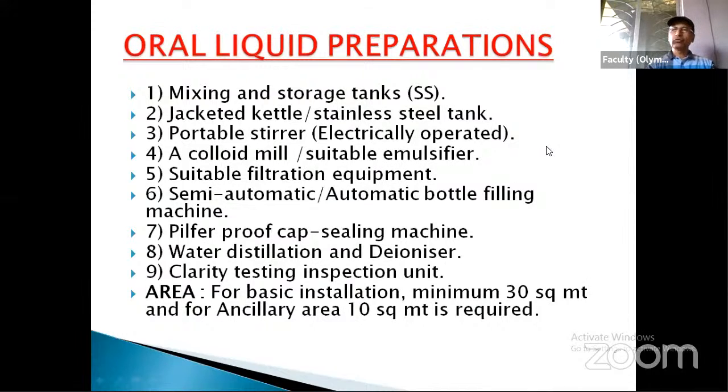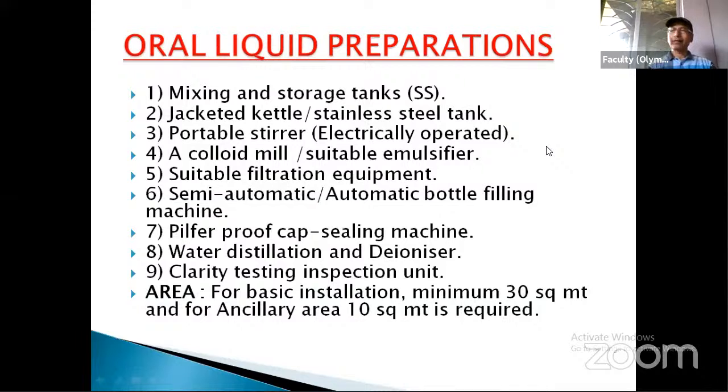Pilfer-proof cap. You know, pilfer means you have seen the caps where, whenever you open the cap of a bottle, below there is a ring which gets separated, and that is called pilfer, which doesn't allow the liquid to come out of that bottle. So a pilfer-proof cap sealing machine. You have probably seen the cap sealing machine in the manufacturing unit; the pilfer-proof cap sealing machine has to be provided. You need deionized DM water or distilled water as per the requirement of the preparation. So a water distillation unit and a DM plant or deionizer have to be provided in the manufacturing section.